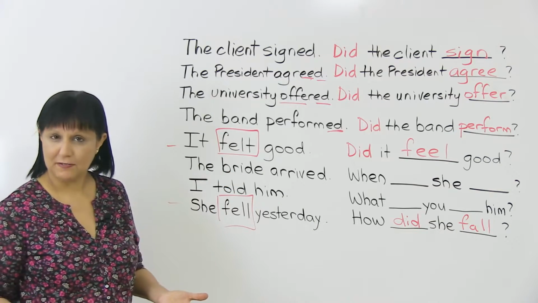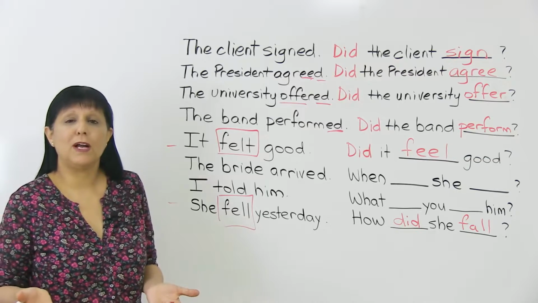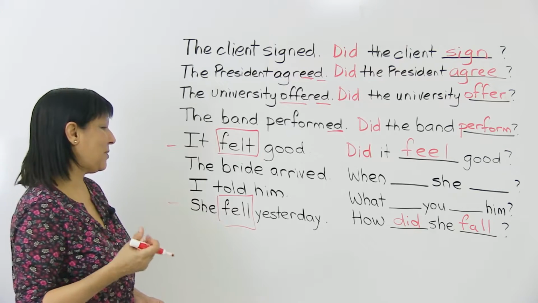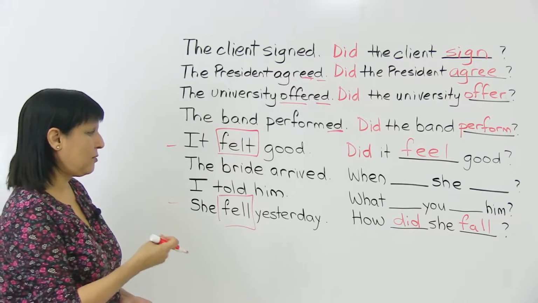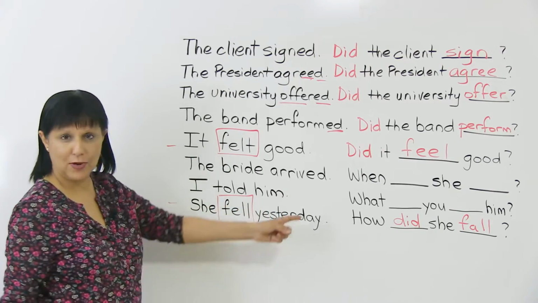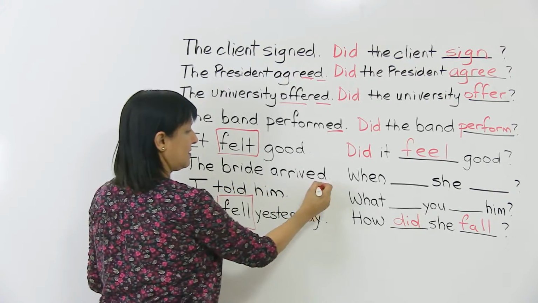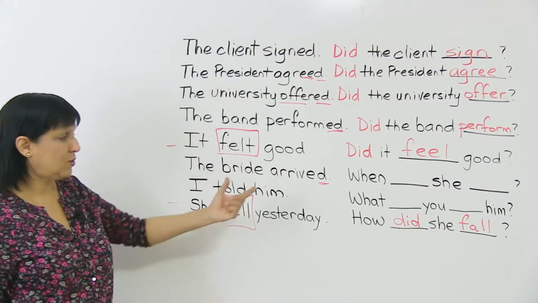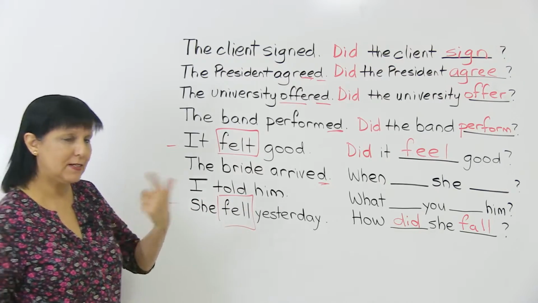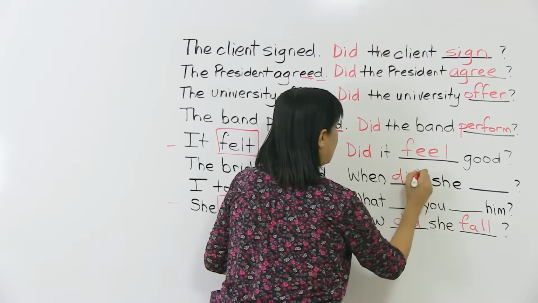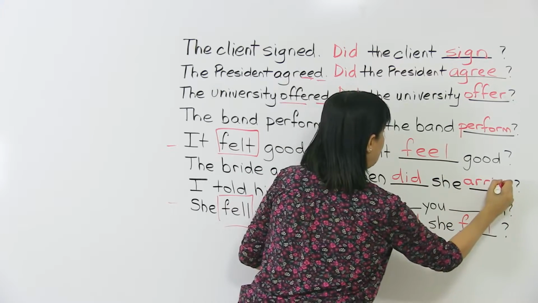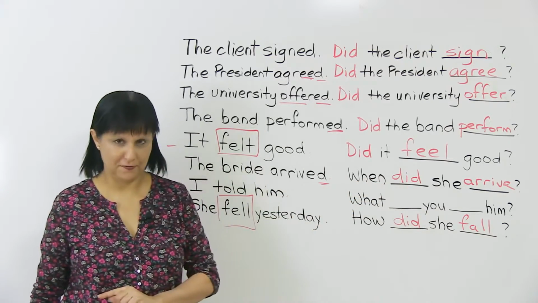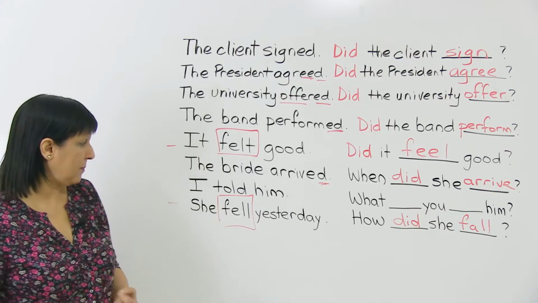The bride arrived. Who's the bride? What does the word bride mean? The bride is the elegant woman who's getting married. Okay, so a bride is the woman who's getting married. So the bride arrived. This happens to be a regular verb. How do we know that? Because of the ending here. Again, the verb ends in E, arrive. We're just adding D. So how do we make it a question? When did she arrive? Okay, we've gone back to our base form.